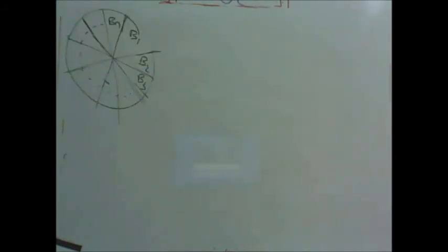Now the next concept is a bit of an important one. It is related to Bayes' theorem.